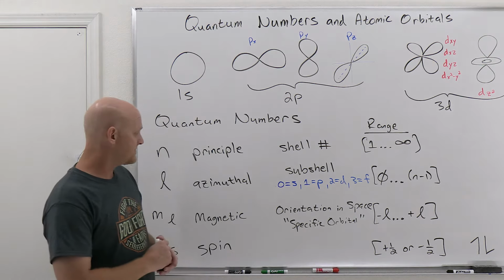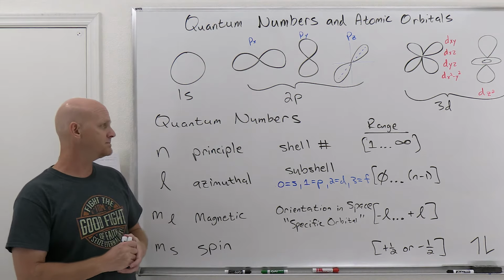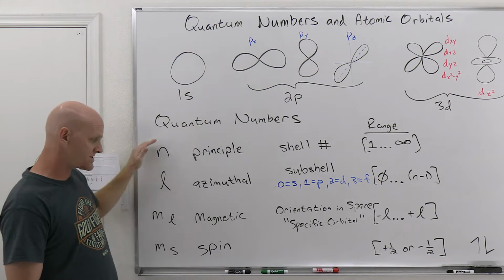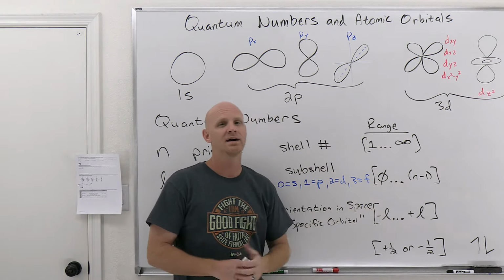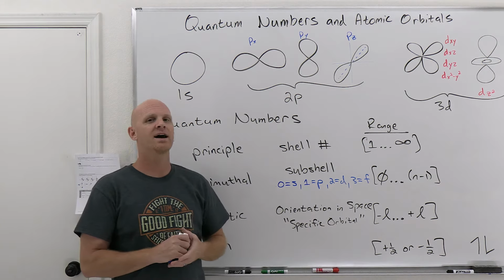Now, we've got these lovely 4 quantum numbers here. We know their names, we know their symbols, we know what they tell us, and now we know the range of values they can take. And there are a few different kinds of questions you might have to answer.